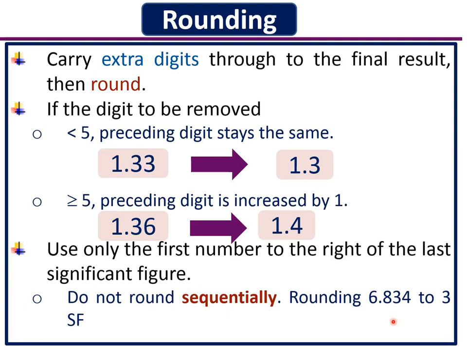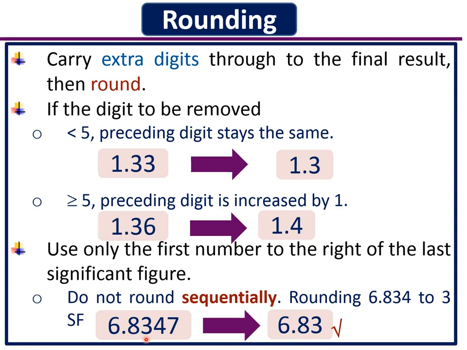How about this? 6.8347 to three significant figures. The description of this rule: do not round sequentially. I want to round to three significant figures to here, right? So I look at the four. Ignore this seven. Do not say that seven will be rounded to five and the five to four. This is sequentially, okay? Do not round sequentially. So only look at the last digit you want to round at. So the rounding here will be 6.83, okay?